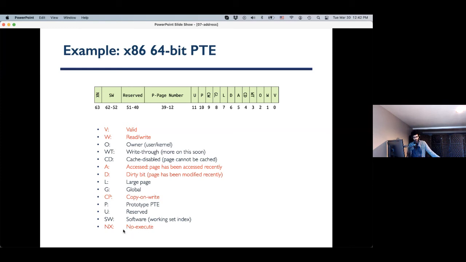This one actually is interesting. The last one, NX, no execute. So the thing is, interestingly, for whatever reason, with the 32-bit systems, x86, 32-bit, they didn't have any bits reserved for giving a page execute permission. So it was all implemented in software because there was no hardware support for it. I don't know why. In my opinion, it was dumb.